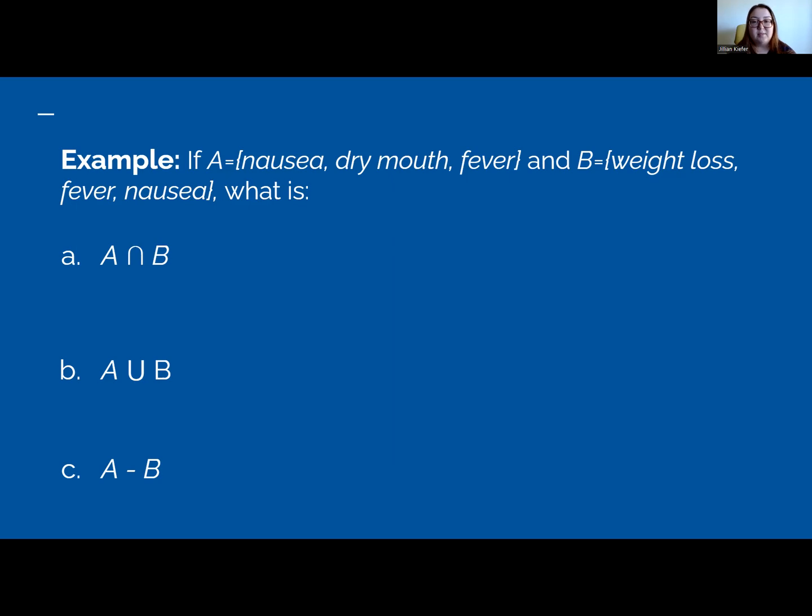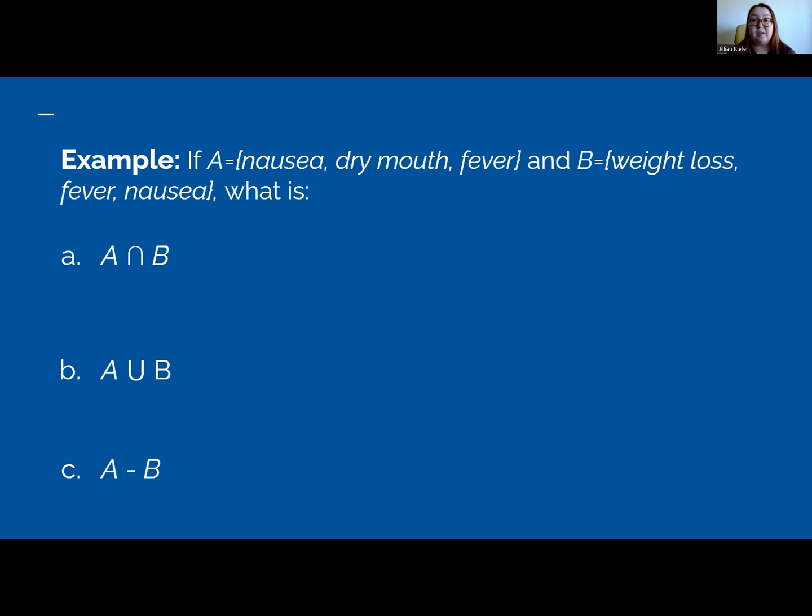So if we look at A: nausea, dry mouth, fever. We look at B: weight loss, fever, nausea. So we can look first, nausea is in both sets A and set B. So that is an element that they share, it overlaps. We can look at A, dry mouth. Dry mouth is in A, but it is not in B. So those are not shared. They do not overlap. That's not in the intersection.